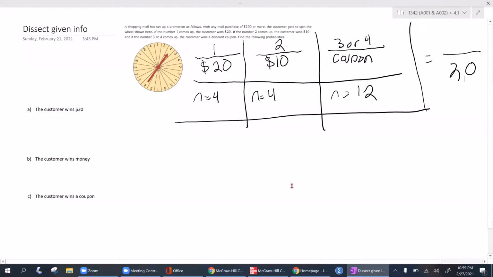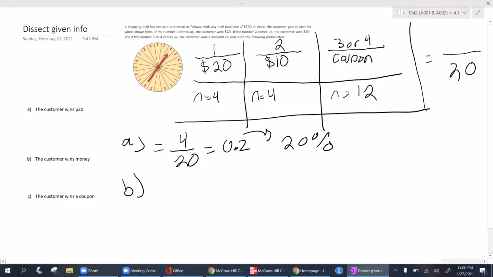So question number 1. What is the probability of a customer winning $20? Right? What's the probability of winning $20? Well, the times that you can get a $20, that's how many number ones were in that wheel, and that was 4 out of 20, right? And this here is going to be 4 over 20, which is going to give me 1 over 5, right? Which is 0.2, or 20%. So chances are pretty low, all right? There are pretty low chances of getting $20, right?